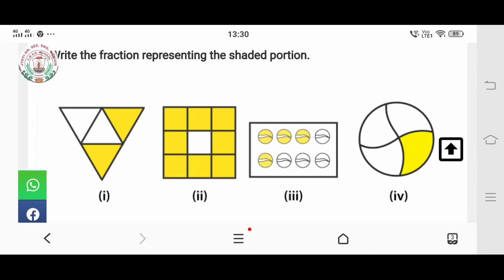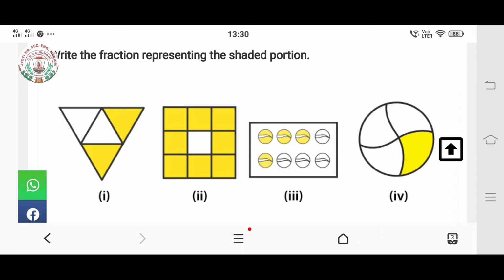We have already started chapter 7, fractions. In the introduction part, we have seen what is a fraction, then what are the different types of fraction, that is the proper fraction, improper fraction and mixed fraction. Also you have seen how to convert any of the fractions to the simplest form. All these types we have already seen.